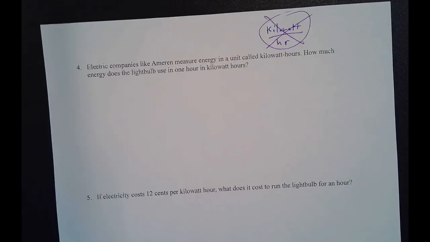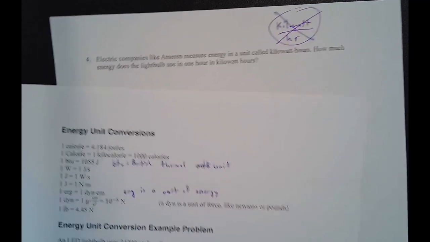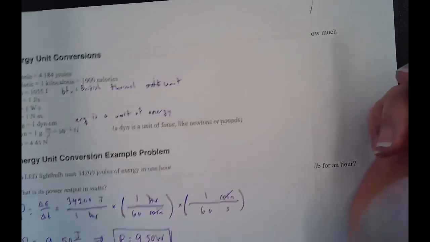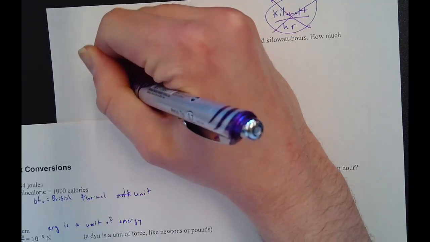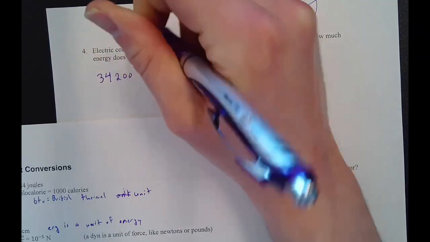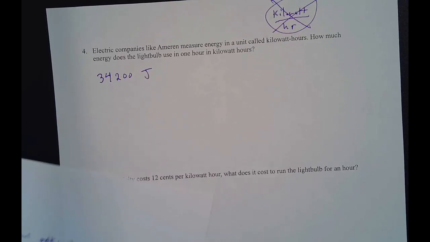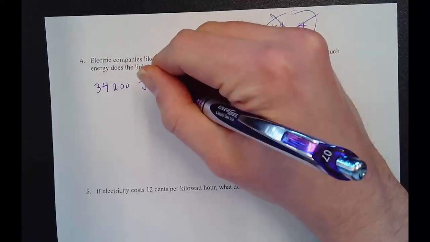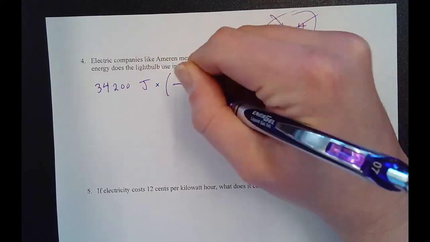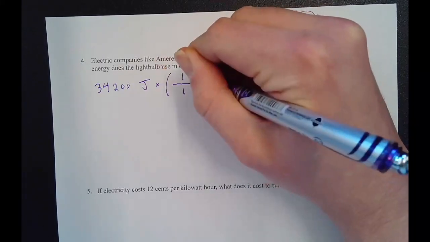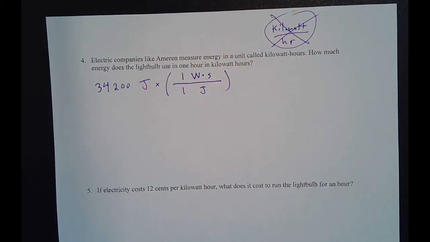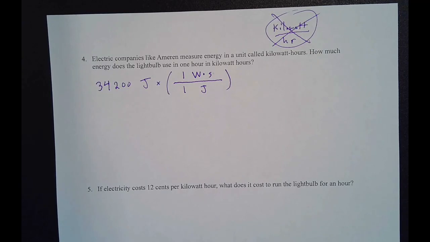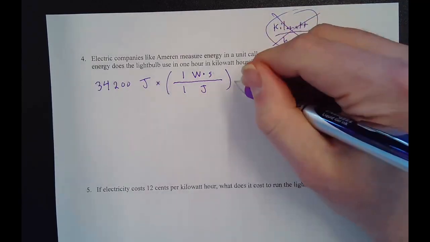So, we know that the original problem says we use 34,200 joules in 1 hour. So we're going to start there. 34,200 joules is the energy used in 1 hour. And we're going to convert it to a different energy unit called kilowatt hours. The way we're going to do that is by definition of joule. We know that 1 joule is equal to 1 watt second. That's the important one to remember. Take your joules per second times your seconds, you'll end up back at joules. A joule is a watt second. So, joules cancel with joules.